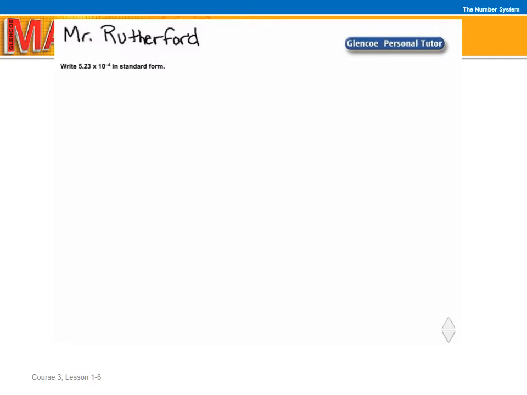So what we need to do here is write this without the times 10 to the negative 4th power and express this as a decimal that's not in scientific notation. We have 5.23 times 10 to the negative 4th power. The negative 4 in scientific notation indicates we need to move our decimal spot in the 5.23 to the left 4 spaces.